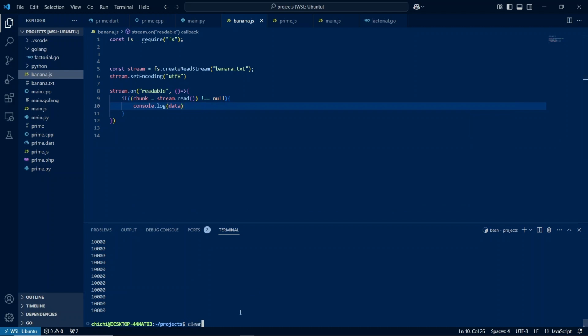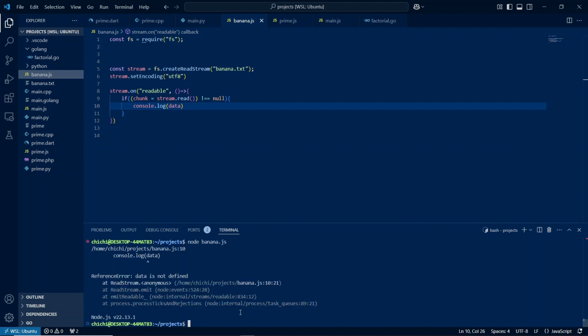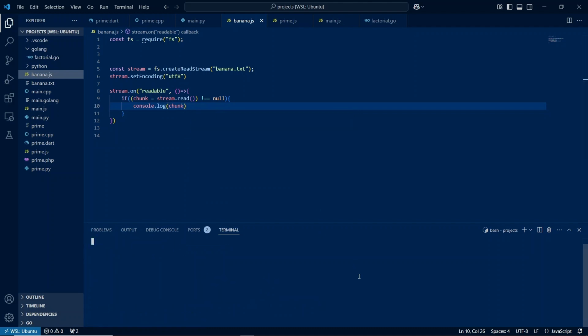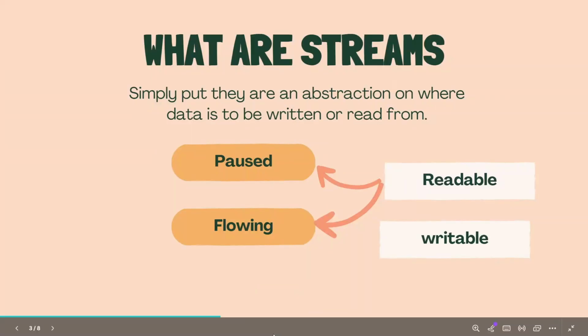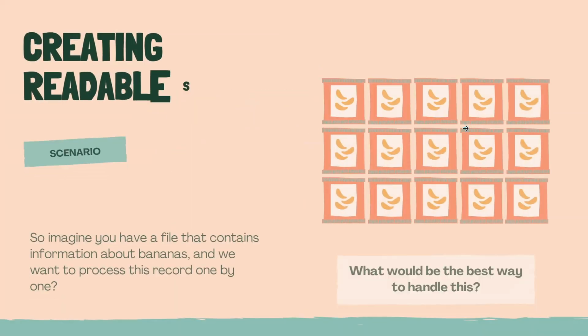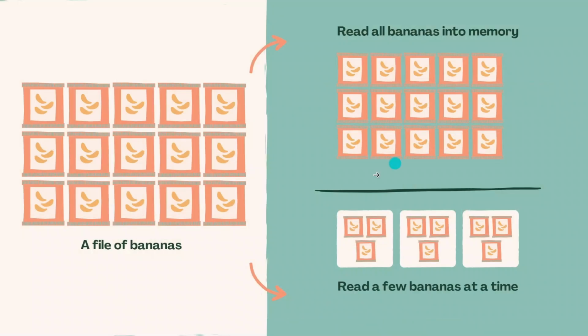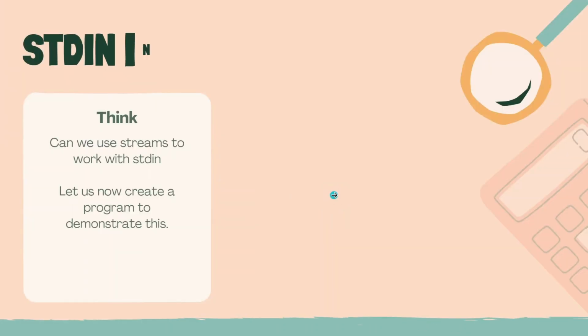Alright, let us clear our console and then I'll run the program again. There you go. Alright, we have a problem here. It says data. Okay, my apologies. This is supposed to be check. Let's clear the console again and run one more time. There you go. So these are the two ways in which you can use readable streams. Having learned all that, we now know the best way if you have a very large file is to use streams.